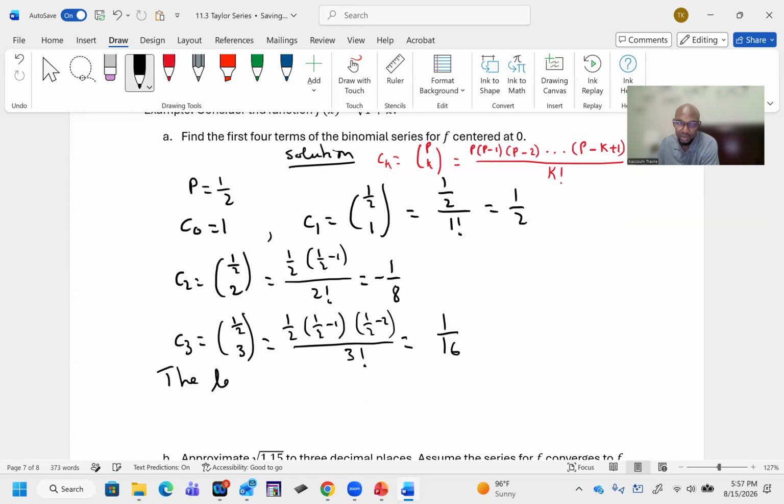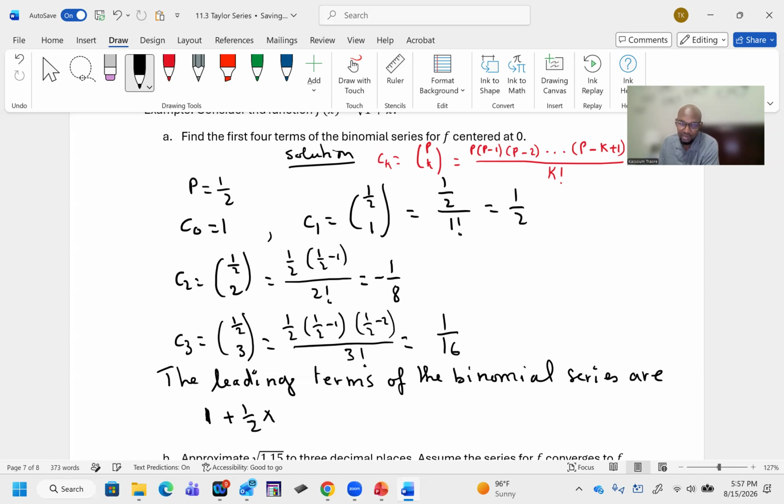So the leading terms of the binomial series are 1 (first, c0 is 1), plus 1/2 times x, minus 1/8 times x squared, plus 1/16 times x cubed, minus, and so on.